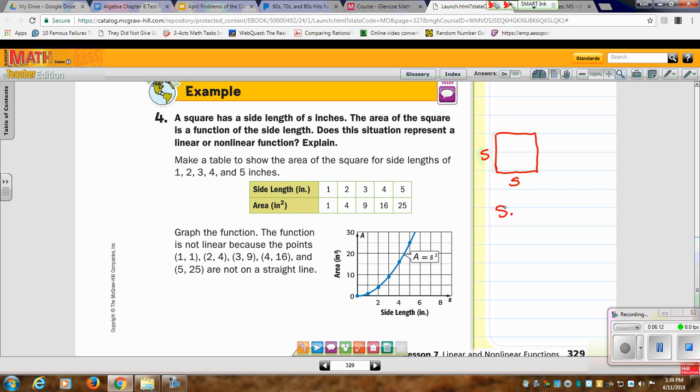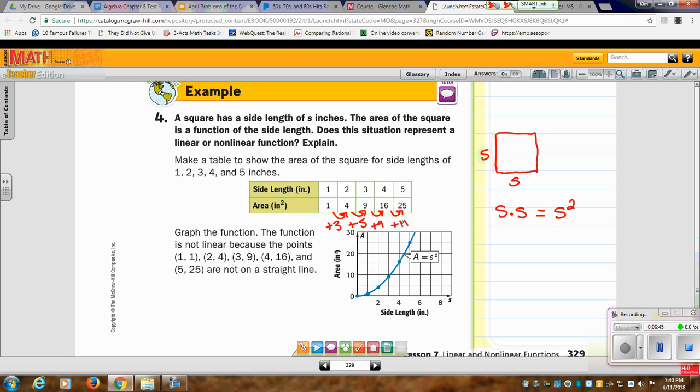So you realize we're going to do s times s, side times side, or we could look at it like side squared. That's why they have inches squared here. So if my side length is 1, I'm going to do 1 times 1. The area would be 1. If my side length is 2, 2 times 2 is 4. If my side length is 3, 3 times 3 is 9. So as you can see, plus 3, plus 5, plus 9, plus 11.